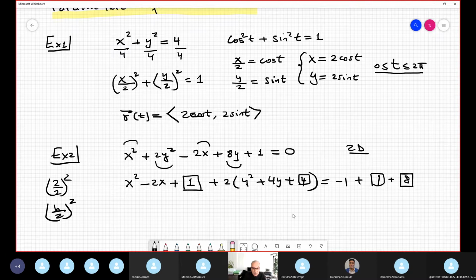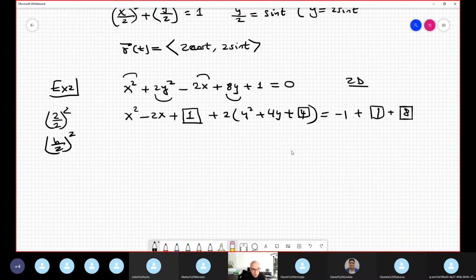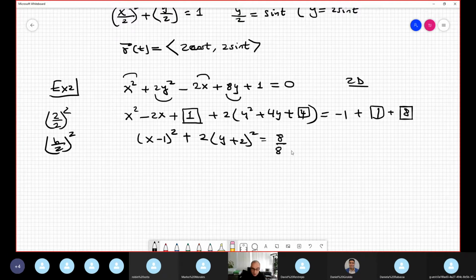Now factorization. In the factorization, we have (x minus 1) squared plus 2 times (y plus 2) squared equals 8. Nothing new. This is called algebra. Now, this looks like the equation of the ellipse. Entonces, any equation of the ellipse you express in standard form. Divided by a, divided by a, divided by a.